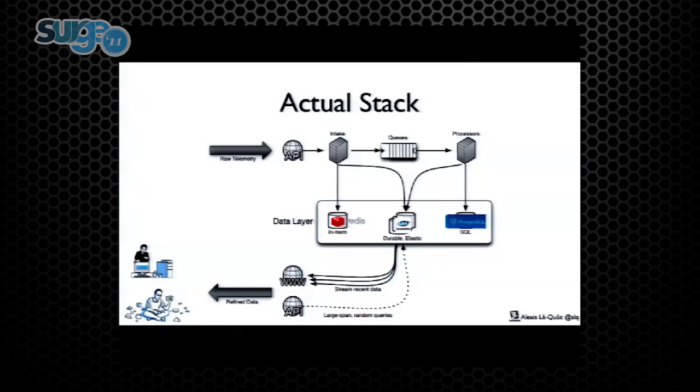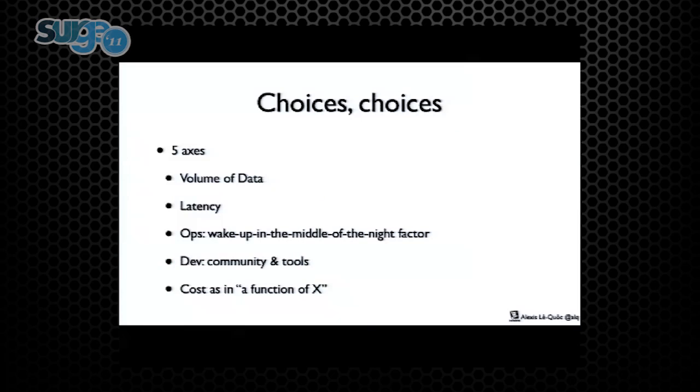So we picked three, one for each class of data store. We picked Redis for in-memory, Cassandra for durable, elastic, and Postgres for SQL. And I want to spend the rest of the talk explaining how we made these choices.